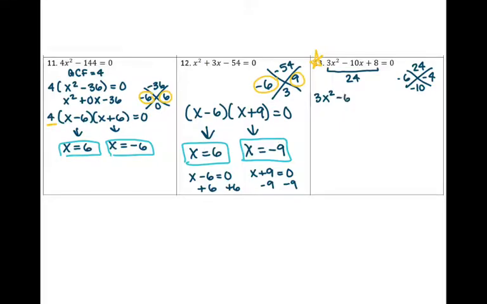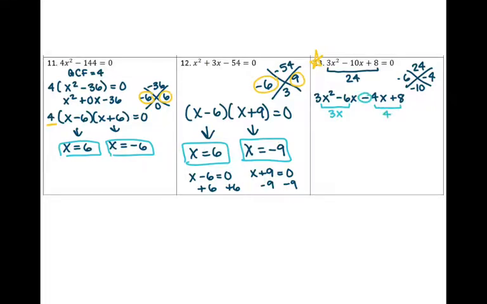So unfortunately, since our a is not 1, the factoring is a bit more tedious, still doable, just a smidge tedious. So factoring by grouping, out of my first group, what do they have in common? They have a 3 and an x in common. Out of my second group, both of those numbers are divisible by 4.